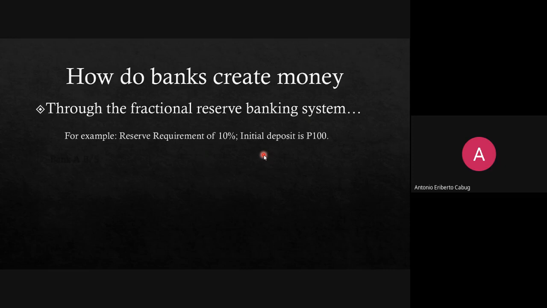Why do a lot of people not know about this fact? It is because it is not obvious. I would like to spend some time explaining how banks create money.